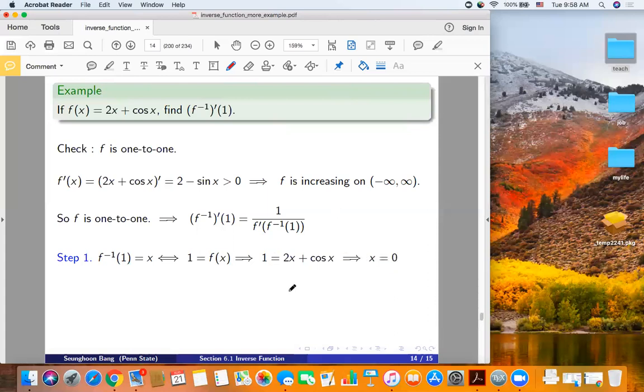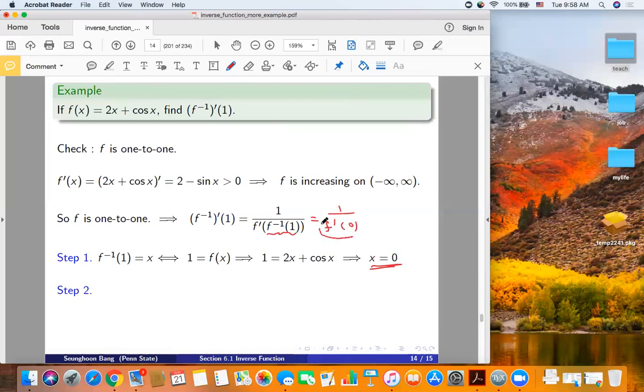Thanks, all of you. You plug 0 into x, so what happens? 1 equals 2 times 0 plus cosine of 0. 2 times 0 is 0, cosine of 0 is 1. Yes, 1 equals 1. This is the answer, x equals 0. So next step, you plug x equal to 0 into here. So we have 1 over f prime of 0.